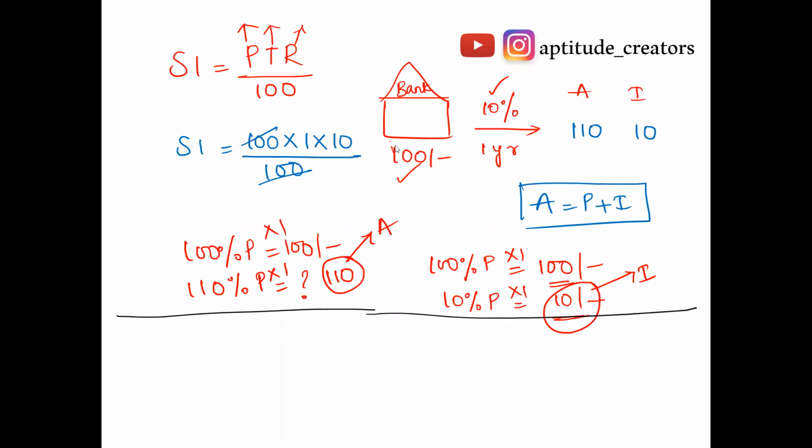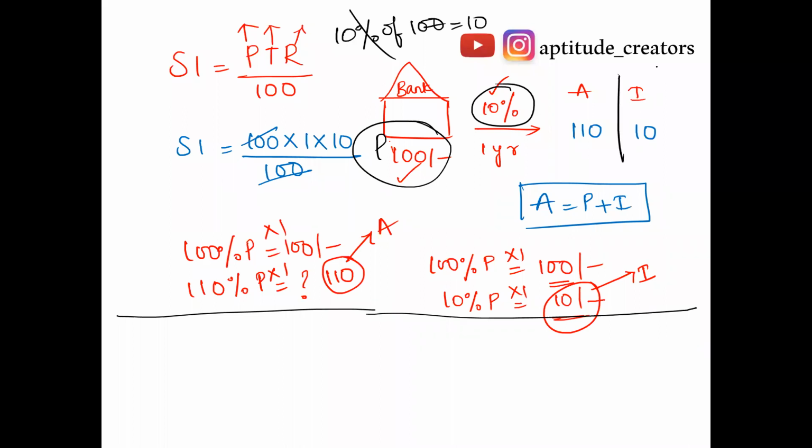Correct. Now this is the principal amount. This 100 rupees is the principal amount. Now here 10%. Whatever the interest is, we have to calculate it on the principal only. Correct. On the principal only. Now what is 10% of 100? 10% of 100 gives the result as 10 rupees as interest.